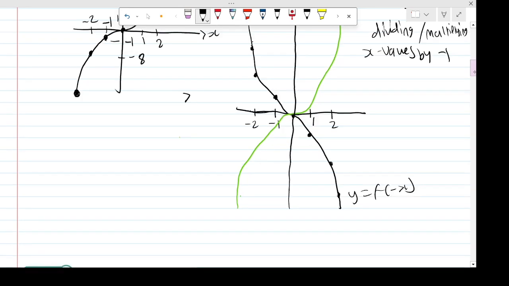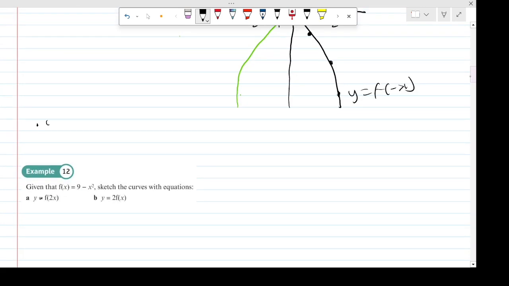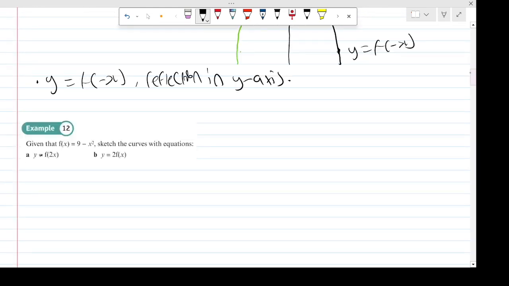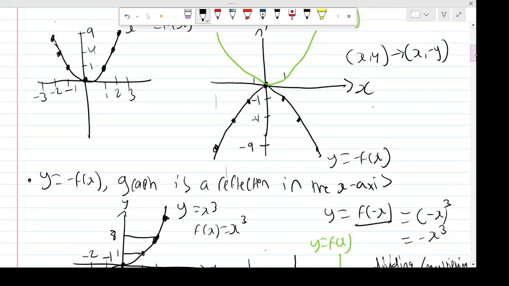So in this case, the opposite occurs. When we have y is equal to f of minus x instead of minus f of x, this is now a reflection in the y-axis instead, okay? It's a very particular type of case of f of a of x, where a is minus 1 in this case, okay? So yeah, cool.